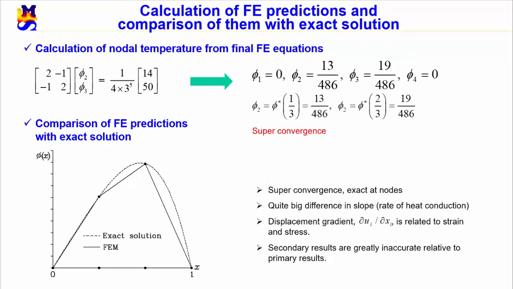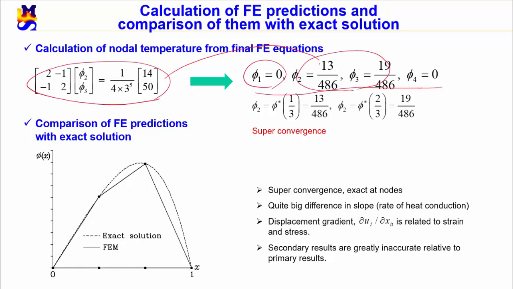Now, on the left is the process of solving these final element equations. Solving these equations, we obtain all nodal values. These two come from these finite element equations, and the left from essential boundary conditions. This figure compares the finite element predictions and the exact solution, revealing that superconvergence can be seen. That is, nodal values are all exact.